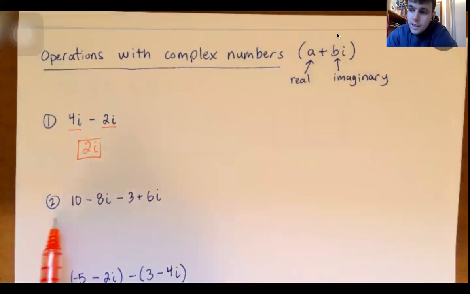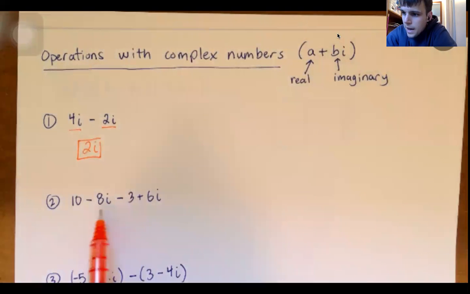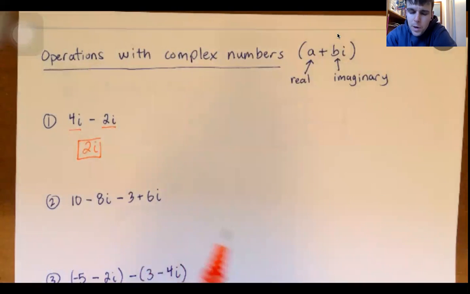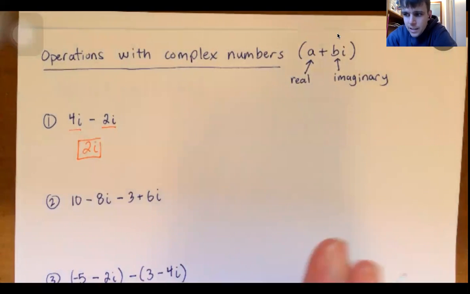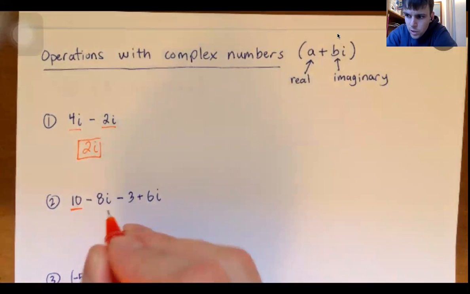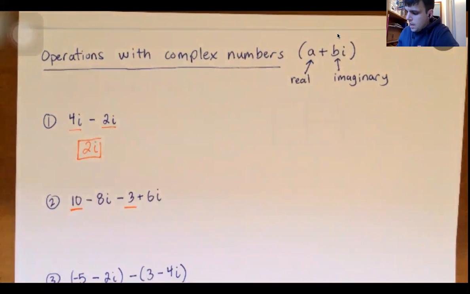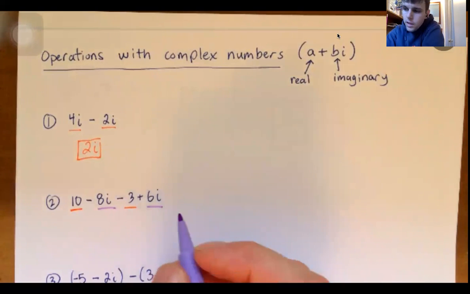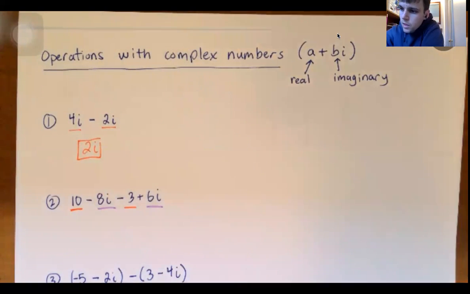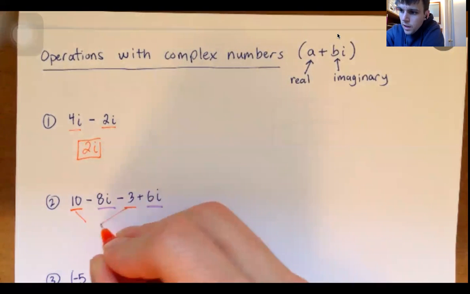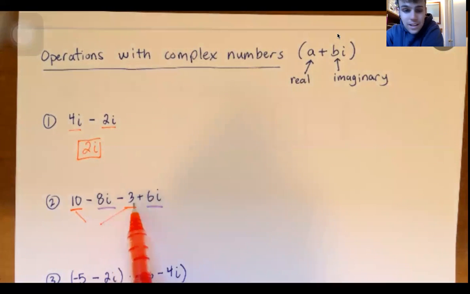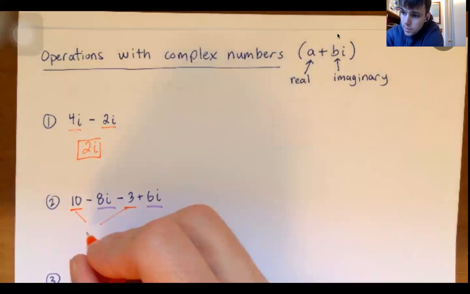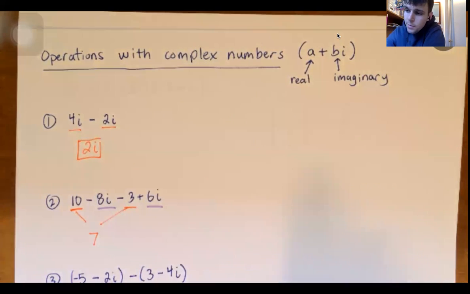Here for our second one, it's slightly more complicated. We have some real numbers and some imaginary numbers, or we could think about these as two complex numbers. But what I'm going to be doing here is sort of combining like terms. I'm going to be combining the real parts and the imaginary parts. So I'm going to go ahead and start with the real part here. I have 10 minus 3. It's going to be 7. That's the real part of my answer.